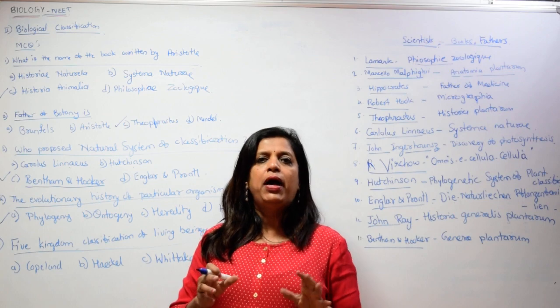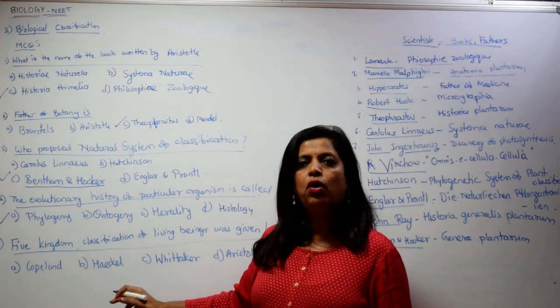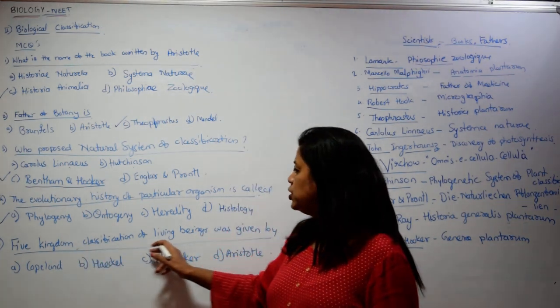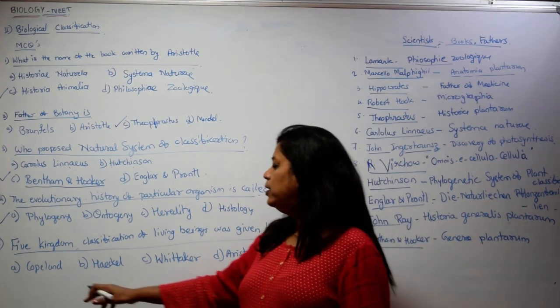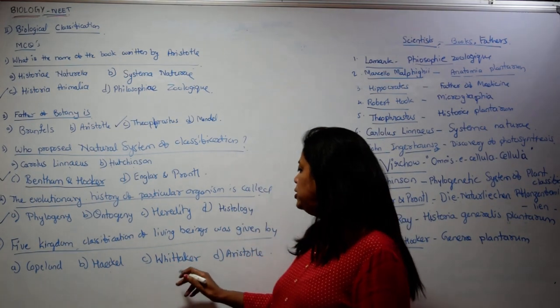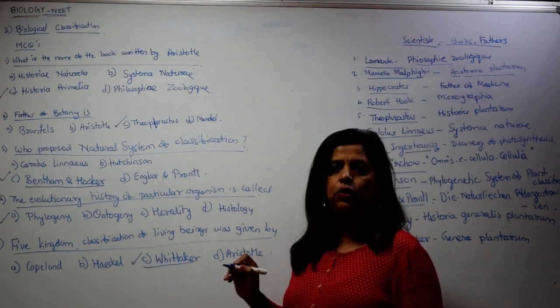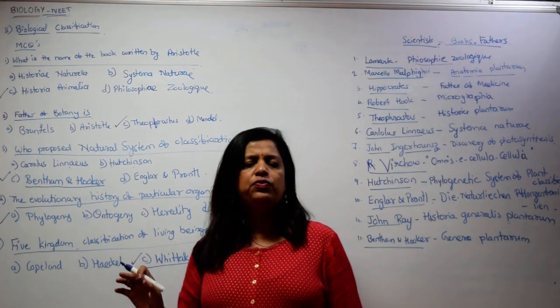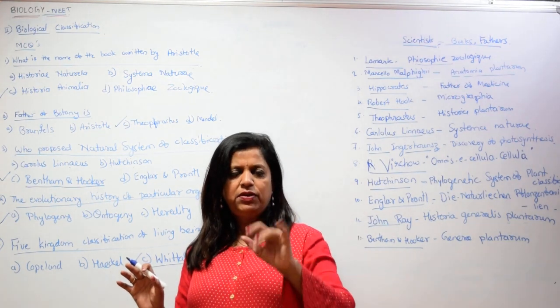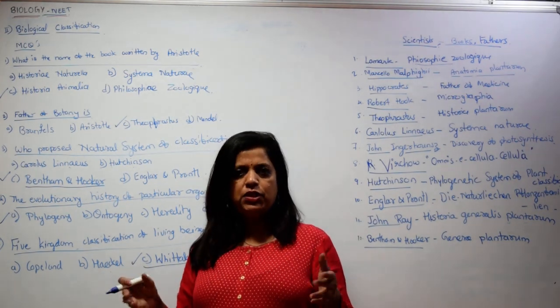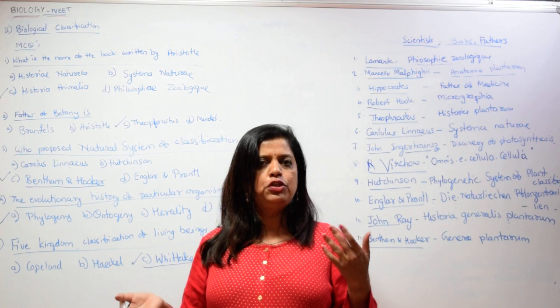So with all that background, you might have got the answer to the last question now. The 5 kingdom classification of living beings was given not by Copeland, neither Haeckel. It should be R.H. Whittaker. This is the right answer, not Aristotle. That's how the 5 questions were discussed, but I have given you a lot of remaining questions in your booklet. Just go through them.